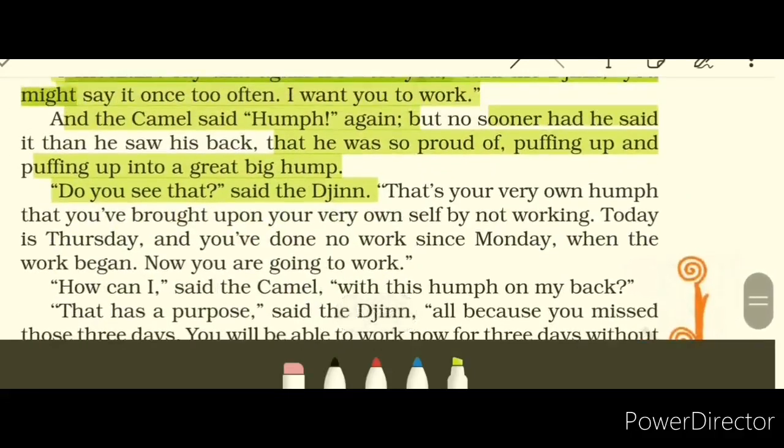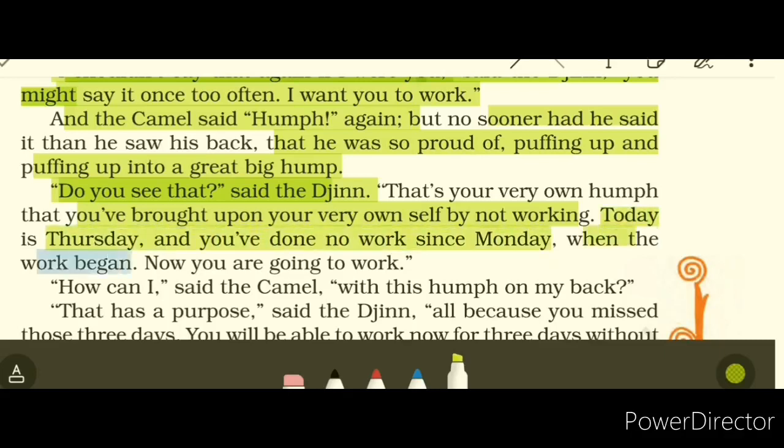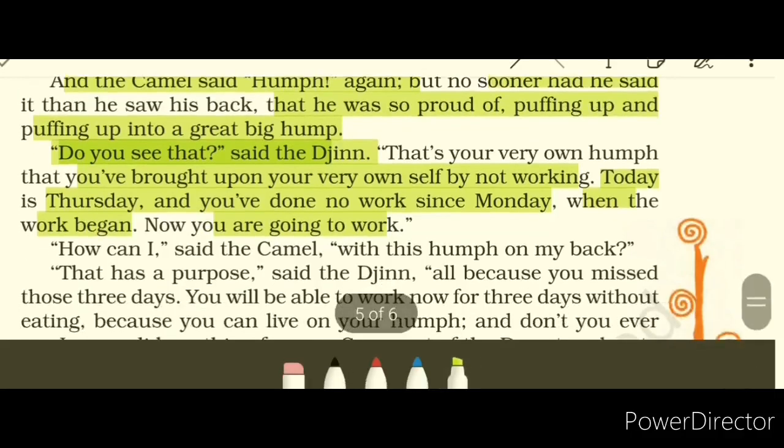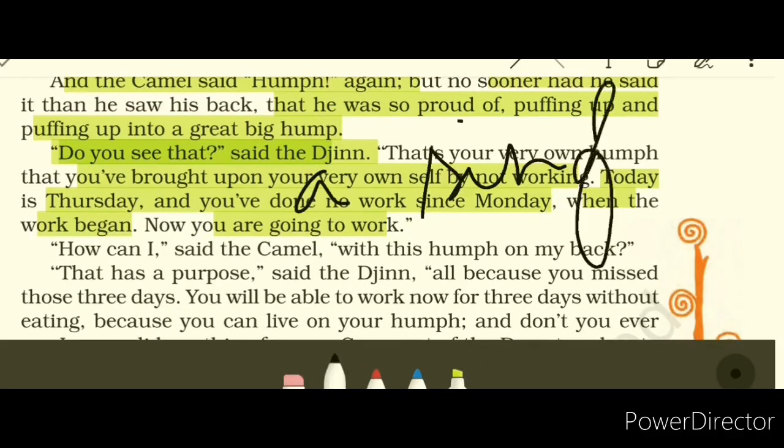"Do you see that?" said the jinn. After gifting him this huge hump, he said, "That's your very own hump that you have brought upon your very own self by not working. Today is Thursday and you have done no work since Monday. Now you are going to work." You kept saying humph, humph, so here is your gift of humph from me. Just accept it. Since Monday, a lot of work was assigned to you, but you did not do a single task that you were supposed to do. Now, today is Thursday.